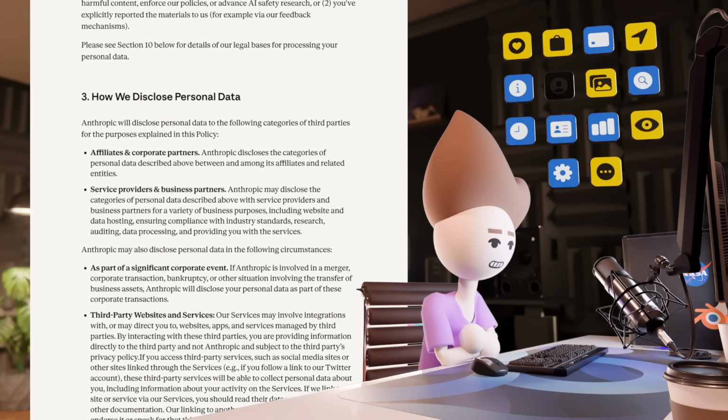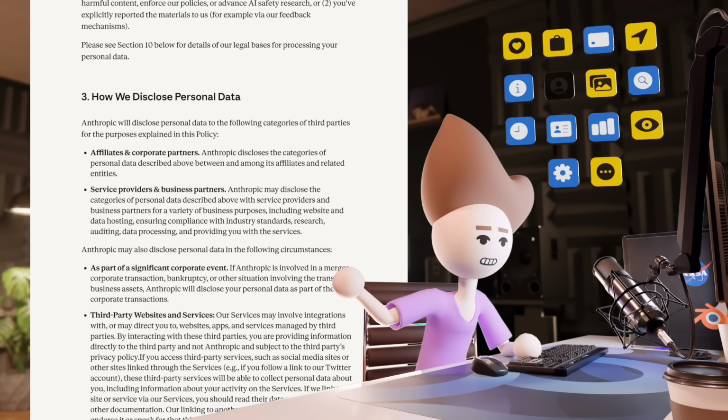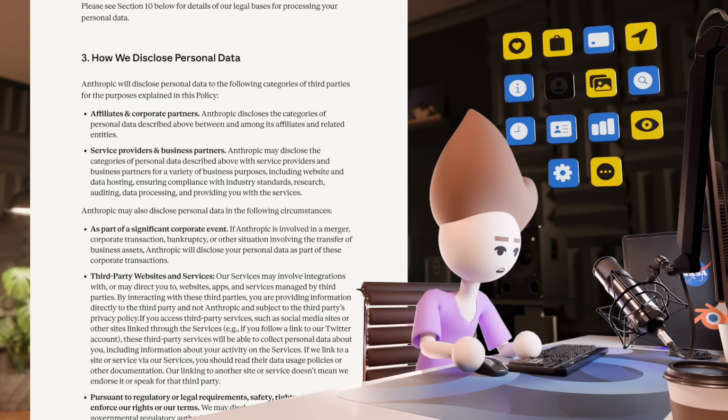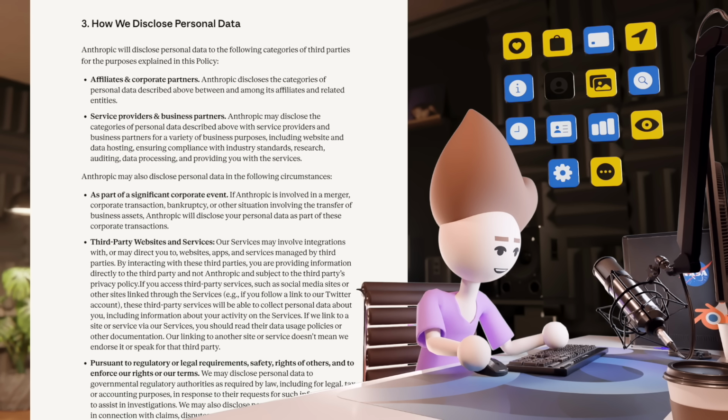Anthropic may disclose the categories of personal data described above with service providers and business partners for a variety of business purposes, including website data and data hosting, ensuring compliance with industry standards, research, auditing, data processing, and providing you with these services. Anthropic may also disclose personal data in the following circumstances: as part of a significant corporate event. If Anthropic is involved in a merger, corporate transaction, bankruptcy, or other situation involving the transfer of business assets, Anthropic will disclose your personal details as part of these corporate transactions.